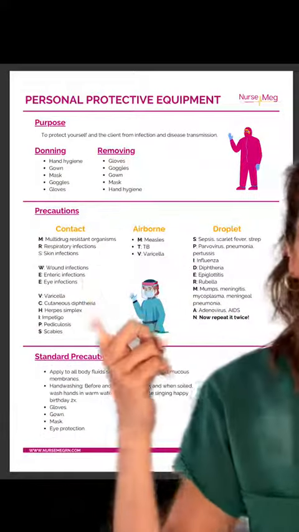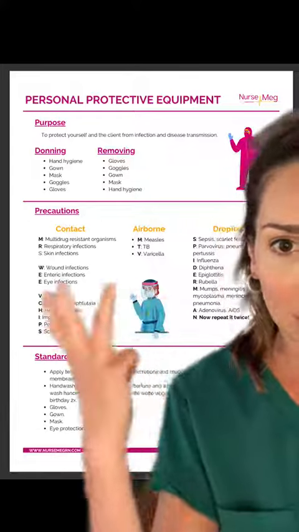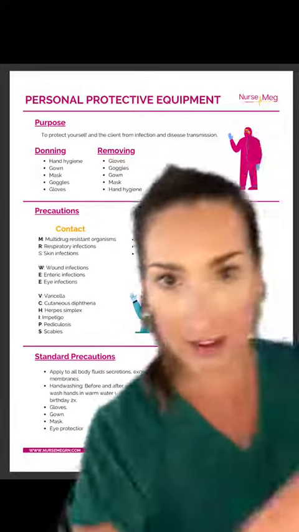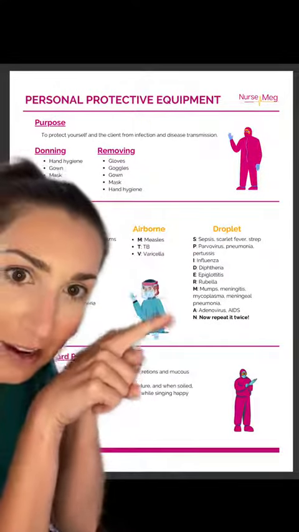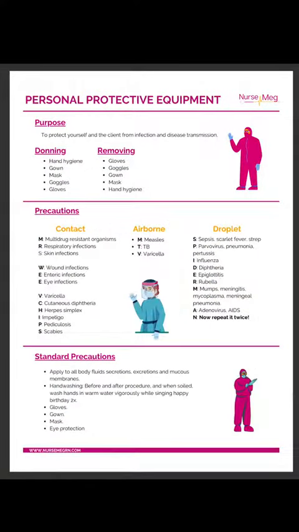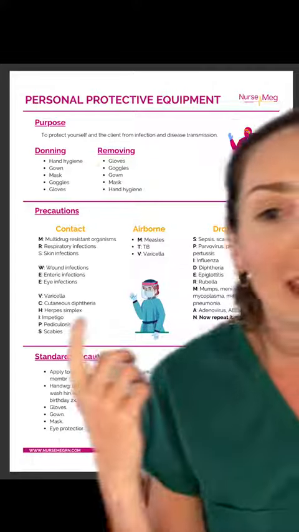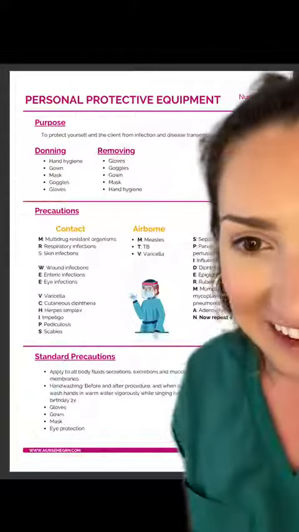Now let's talk about airborne: MTV. Measles, tuberculosis, varicella. Next, droplet. What falls under droplet? Spider-Man. Okay, so we have sepsis, scarlet fever, strep, parvovirus, pneumonia, pertussis, influenza, epiglottitis, diphtheria, rubella, mumps, adenovirus, and then the N is just to repeat it again.